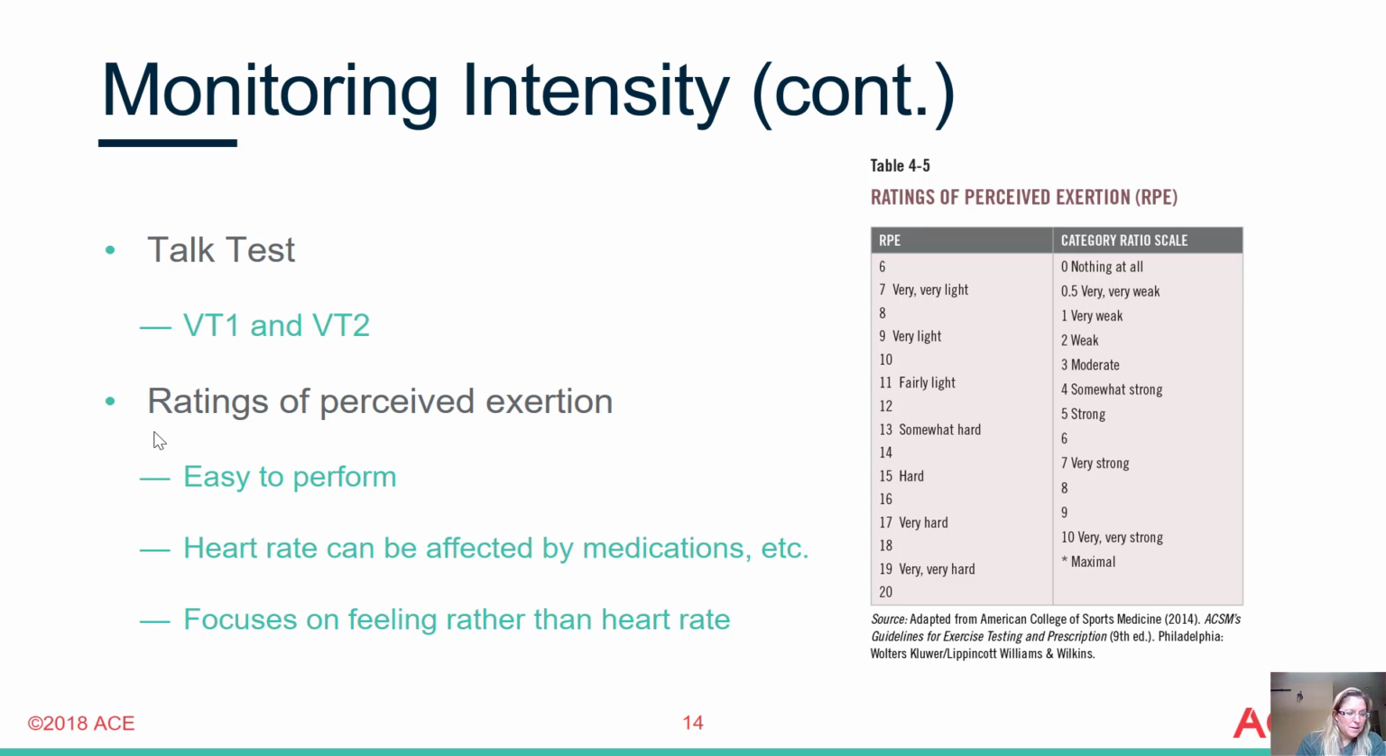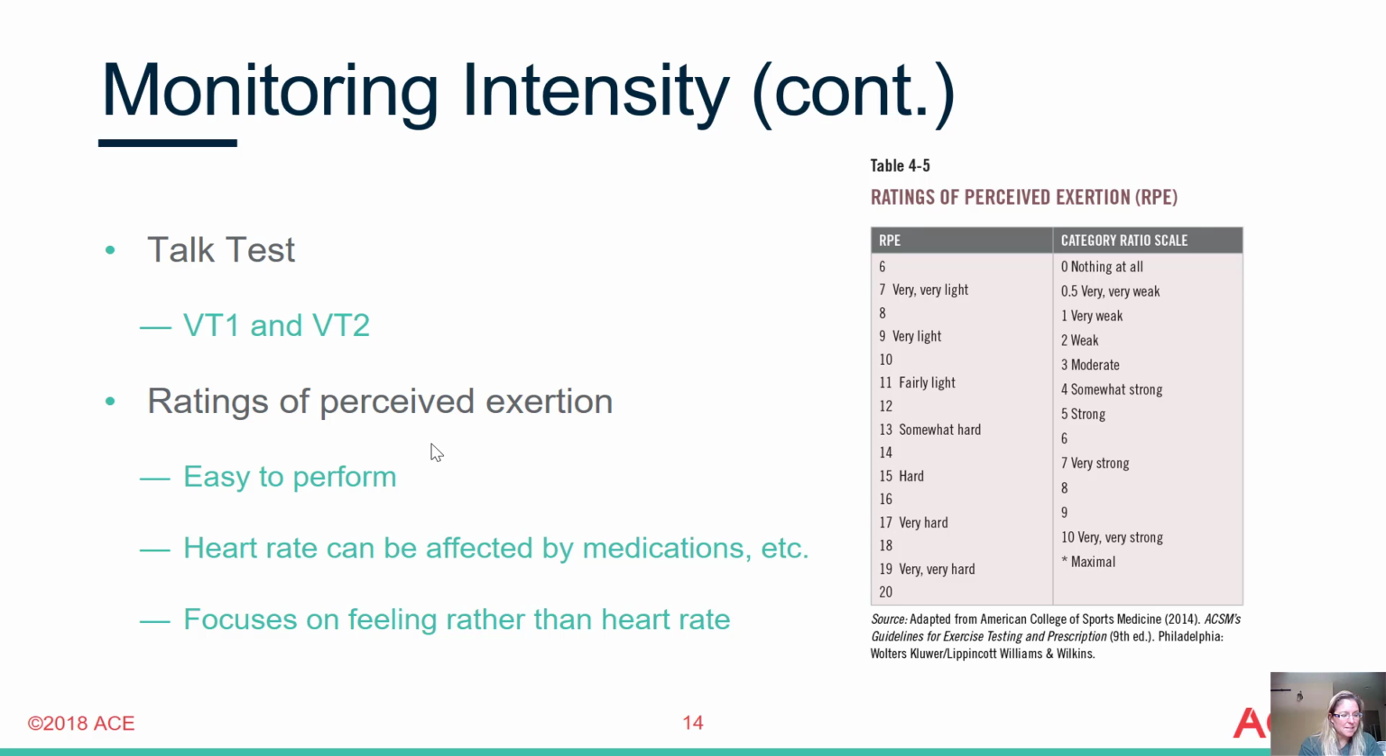So in a group fitness setting, explaining the Borg 6 to 20 RPE scale to participants is usually difficult. So when we look at the RPE scale, you can see there are two. You've got the Borg scale here that starts with 6 and goes up to 20. And then over here you have the 0 to 10. So a group fitness instructor who uses the 0 to 10 category scale rather than the 6 to 20 will probably fare better in educating the participants about the use of RPE, rating of perceived exertion.